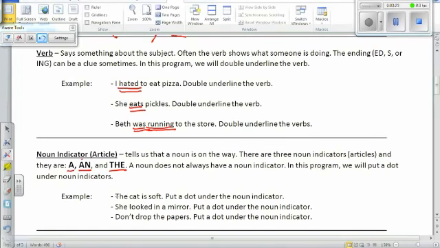So we can read these examples. The cat is soft. Put a dot under the noun indicator. Well, cat is our noun, and the tells us that the noun was coming. It's also in our list, a, an, and the. She looked in a mirror. Well, a is on our list, a, and it comes before a noun. It indicated that this noun was coming. Don't drop the papers. Well, we see that the is telling us that the noun is coming, and it's on our list. We have put a dot under all of the noun indicators. Only one more item to learn.